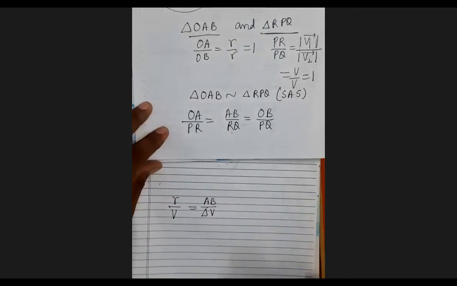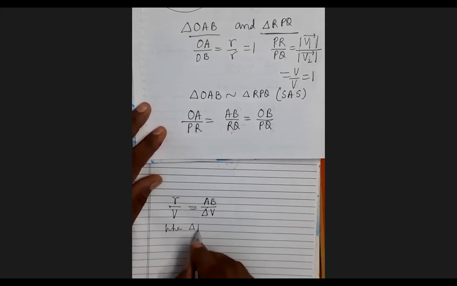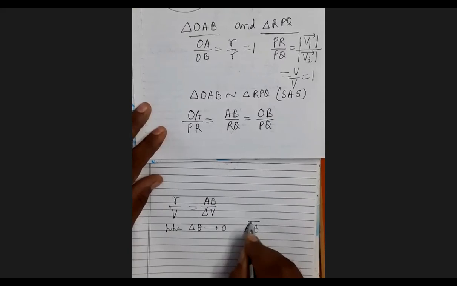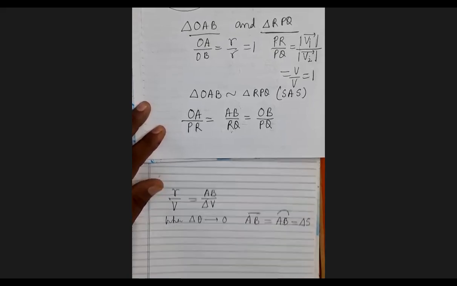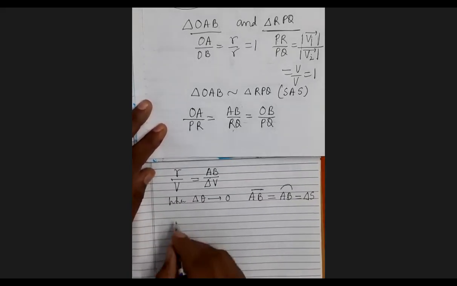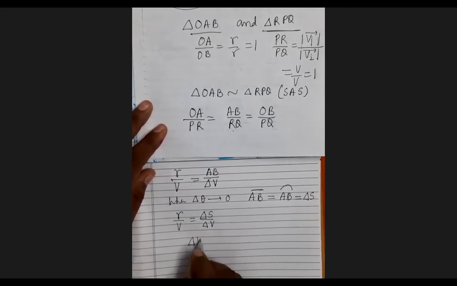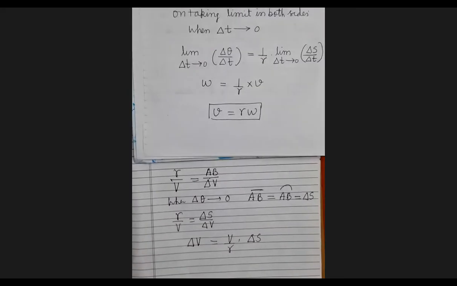So see here, when delta theta is very small, tending to 0, then chord AB will be equal to arc AB, and it is equal to delta S. So you can write R upon V equals delta S upon delta V. Or what will be delta V? It will be V upon R into delta S.